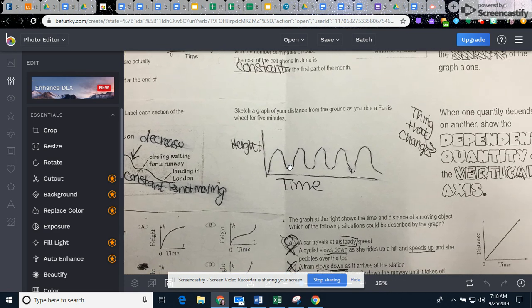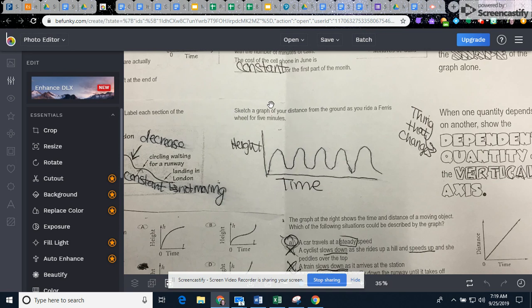So now your next one is you're going to sketch a graph of your distance from the ground as you ride a Ferris wheel for 5 minutes. And so they have distance and time, they have the minutes. And so we know that our independent variable 9 times out of 10 is going to be something that is labeled in time. So in this case, it's minutes. So as minutes go on, the height on a Ferris wheel, think about what you're doing.